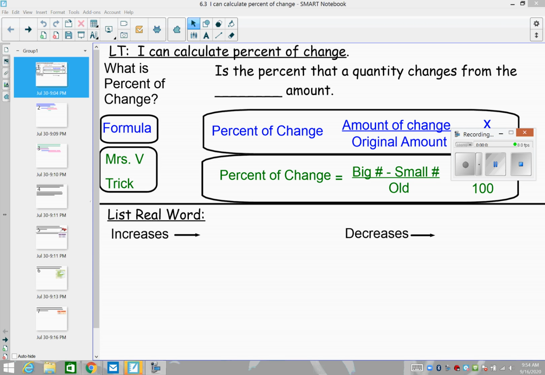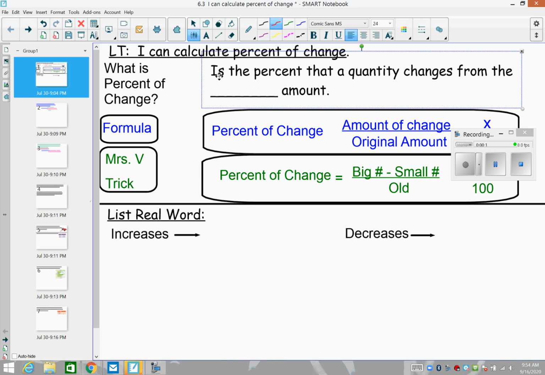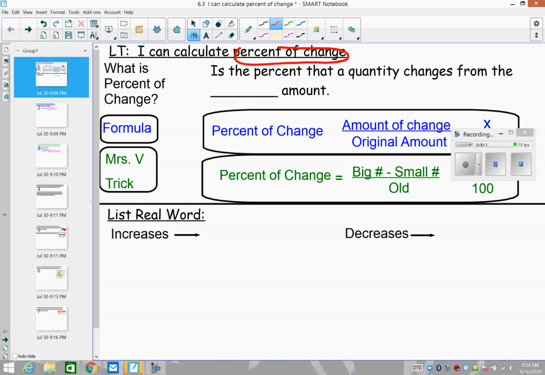Hey, math friends. So our learning target today is that I can calculate the percent of change. So the change in a situation is when we would be identifying this. And this is really mathematically the only time that you could have more than 100%.